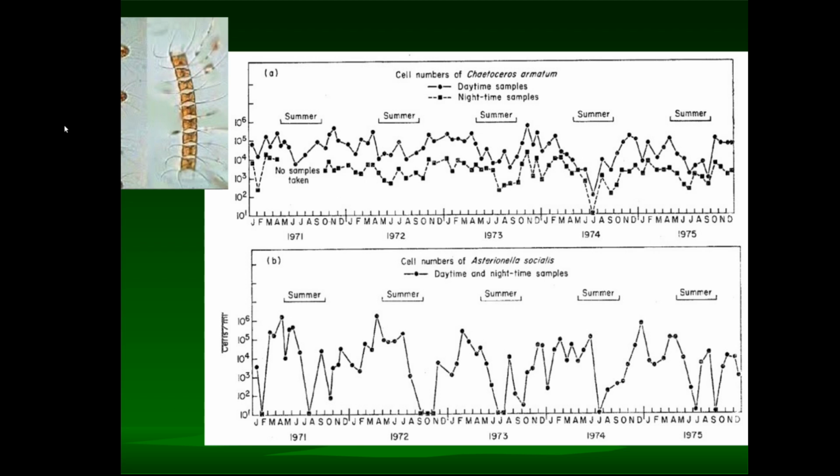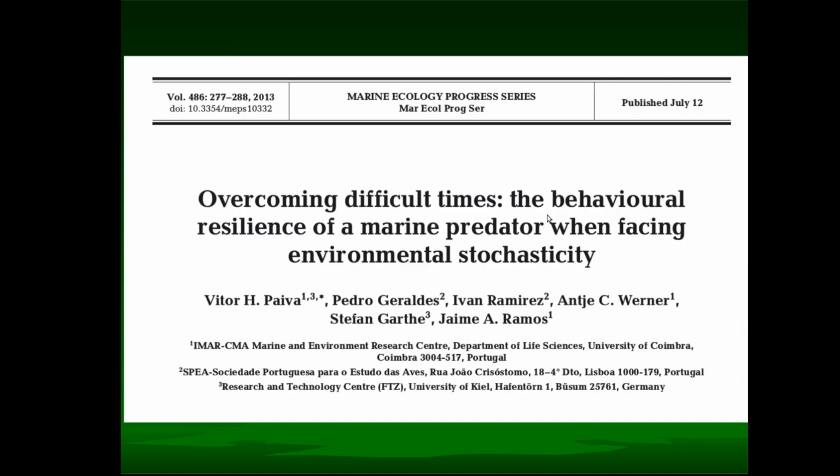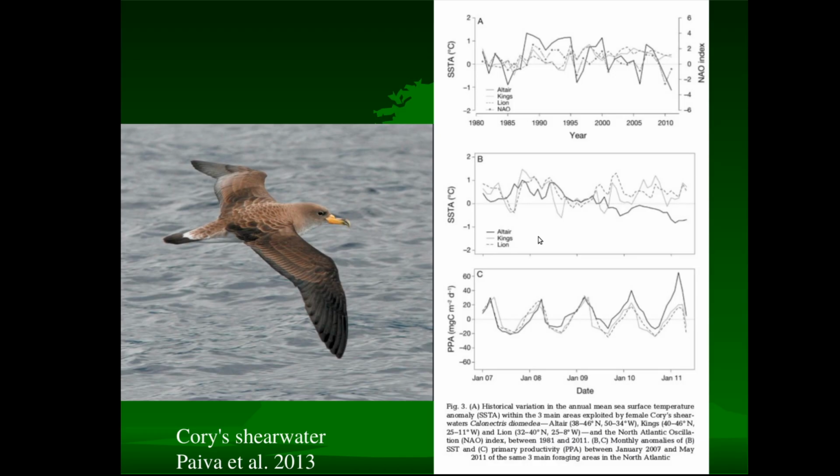So environmental stochasticity is experienced by all species, and many have evolved to adjust to it. As, for example, Cory's shearwater, this seabird that responds to environmental stochasticity in sea surface temperature and primary productivity simply by moving to different foraging regions, showing that behavior evolves to reduce the effects of that stochasticity, because that stochasticity otherwise would increase the mortality rate.